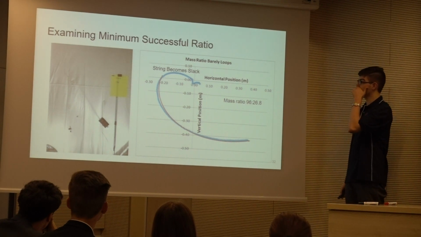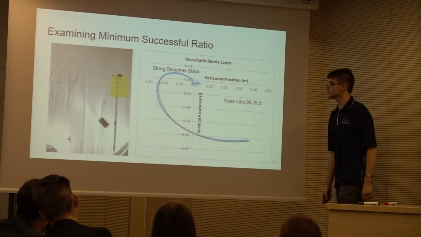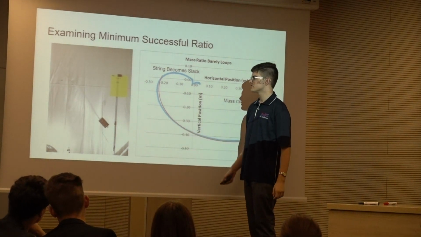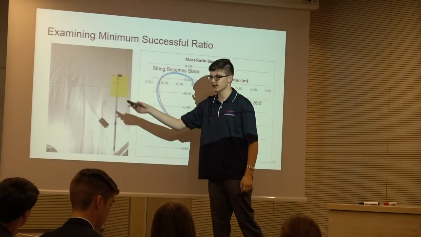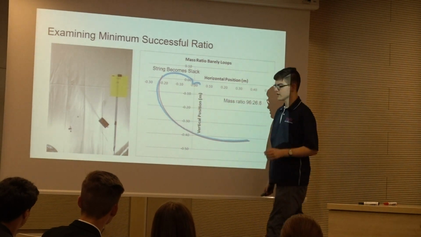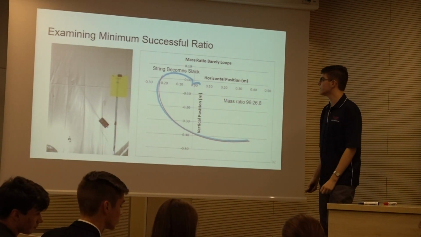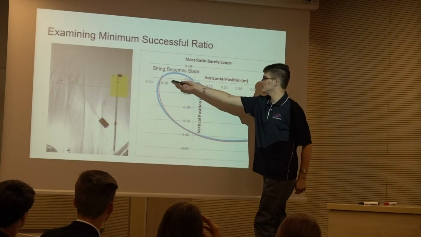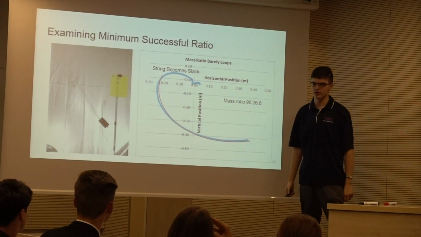Here we have a minimum successful ratio. Basically, we configured our starting conditions to make it so the lighter mass collides with the rod. And again, we can see that the mathematical model lines up fairly well. At this point, the string becomes slack and our model no longer functions.